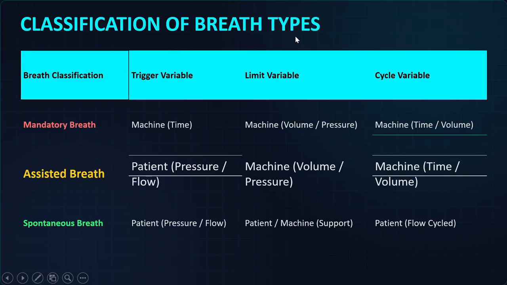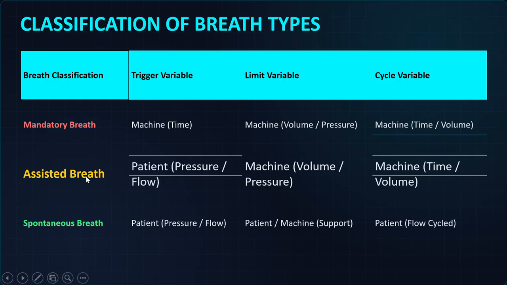Classification of breath types: mandatory, assist breath, spontaneous breath. In the mandatory breath, you have a comparison between trigger, limit variable, and cycle. When you start ventilation, the trigger here is by machine, mandatory. Limit here is by machine, volume or pressure. Cycle here is by machine, time or volume.